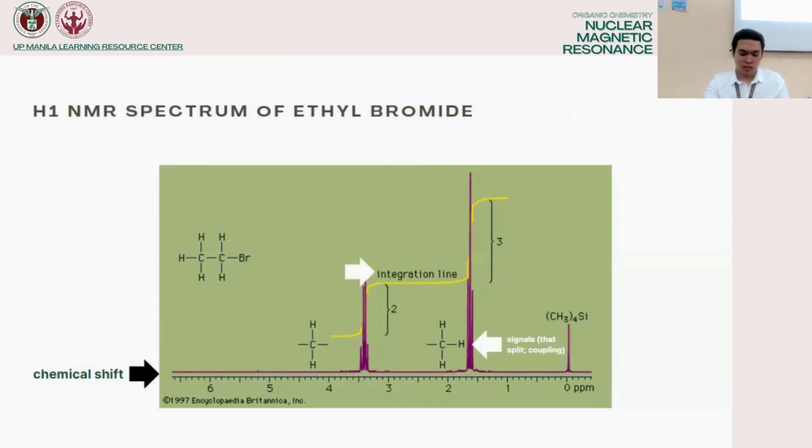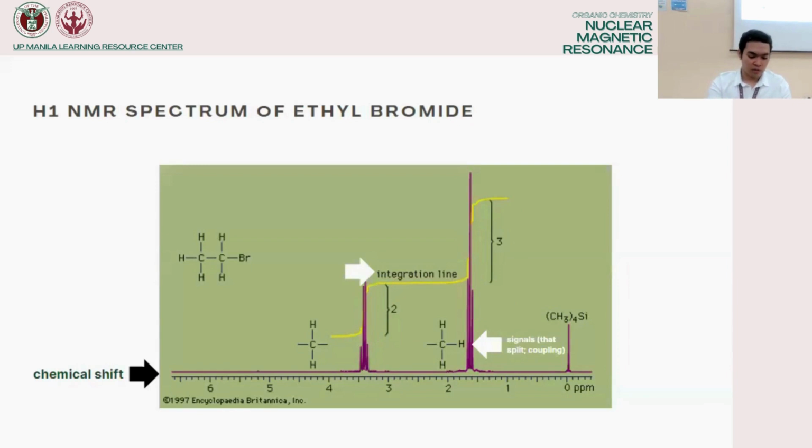So as you can see, ayan ang mga parts. So these are the signals. Ito ang ating signal, this is signal 1. This is signal 2. And then you can see may mga parang peaks siya. Later, discuss natin yan. Integration line, ito yung relative number of hydrogens for the signal. For now, I just want you to see the graph itself and the parts. Later, malalaman natin paano kukunin yan.